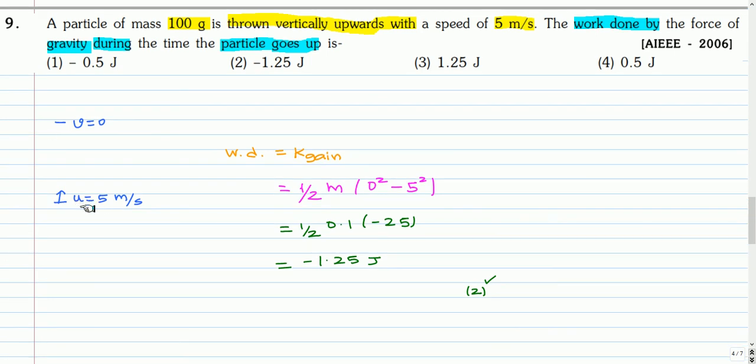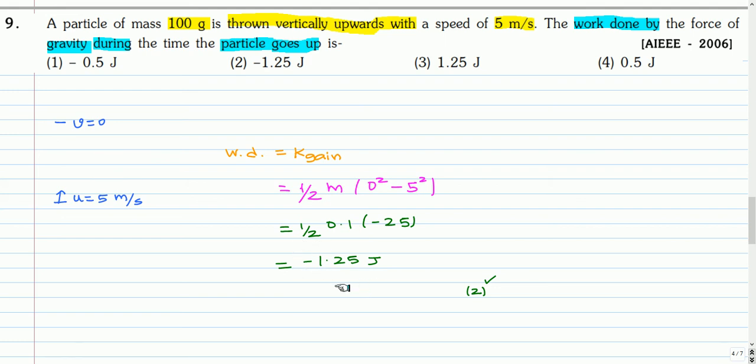So the particle is thrown up with an initial velocity of 5 meters per second. It will keep going up until it reaches a velocity of 0. That is, it comes to rest and then it will turn back. So the work done by gravity will be the increase in kinetic energy. If the work is being done, then the energy of the system will go up. So which is the final kinetic energy minus the initial kinetic energy. So half m final velocity square is 0 square, because the final velocity is 0 and the initial velocity is 5, so it is 5 square. So it is minus 1.25.